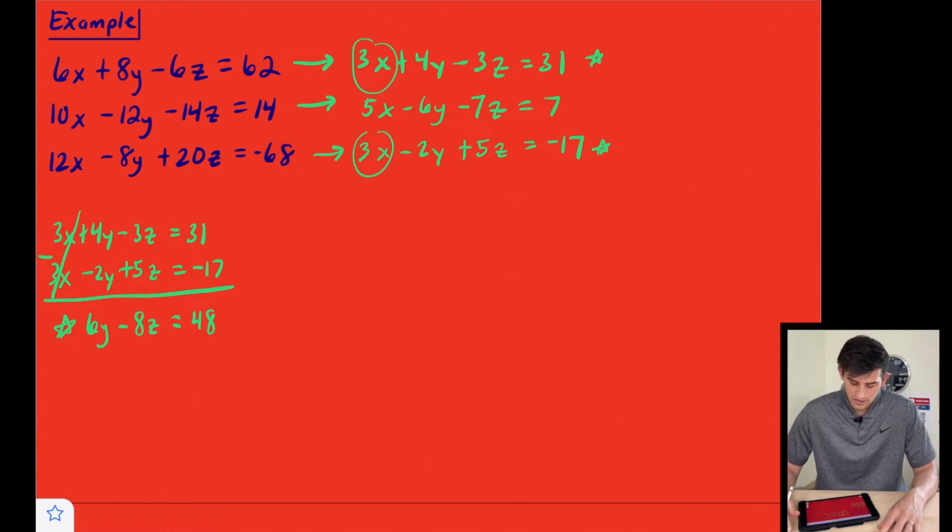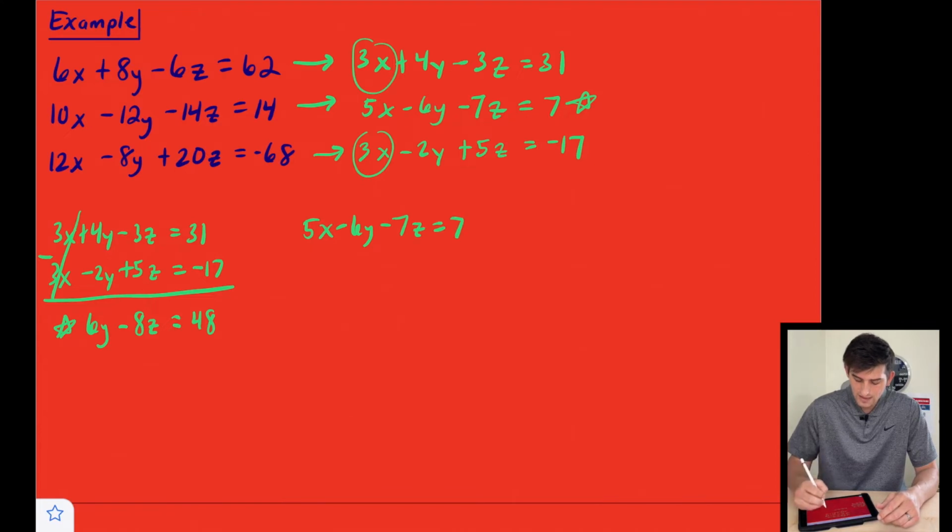Okay, so now let's go back to our 3 original equations up here at the top, and I'm going to erase these 2 stars. And now I'm going to use the equation that we haven't used yet. So 5x minus 6y minus 7z equals 7. And now we just want to eliminate x again. So let's go with the top equation. We could use the top or the bottom, it doesn't matter. And let's write this 3x plus 4y minus 3z equals 31. And now let's look at what we have.